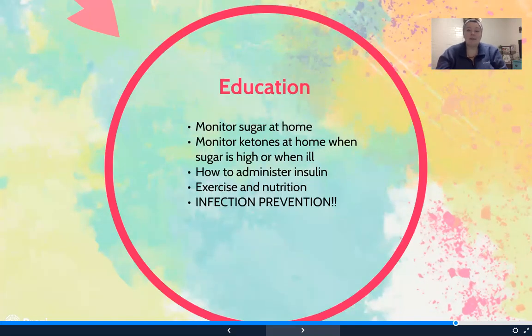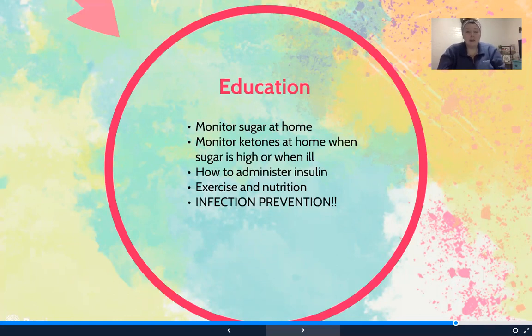Education, I think, is the main prevention for DKA. These patients need to be educated on how to monitor their sugar at home, when to monitor their sugar, monitor their ketones when they're hyperglycemic, because that's a good indicator of DKA when they have ketones in their urine, especially when they're ill or they have infection or they're stressed.